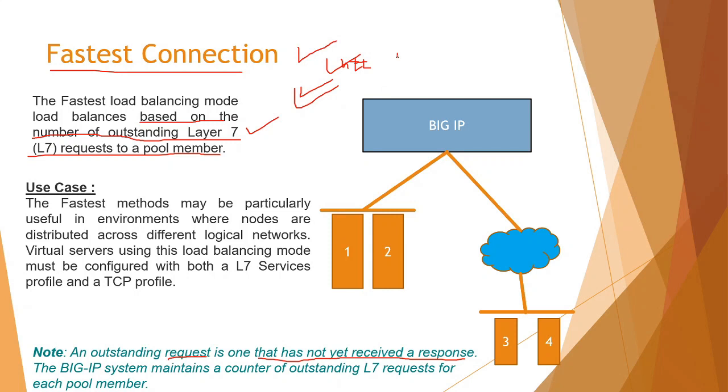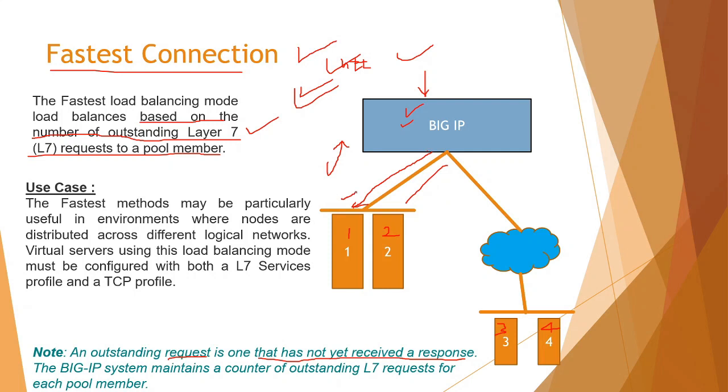So let me explain with the diagram. When a BIG-IP device receives a request, it forwards it to the server. Once it forwards it to the server, it increments the counter. Let's suppose the counter value of server 1 is 1, the counter value of server 2 is 2, the counter value of server 3 is 4, and the counter value of server 4 is 4.